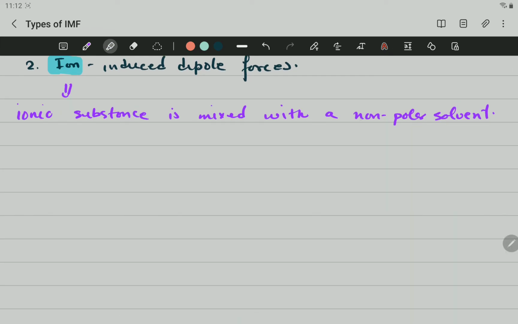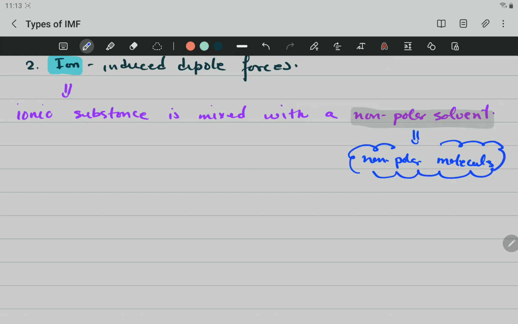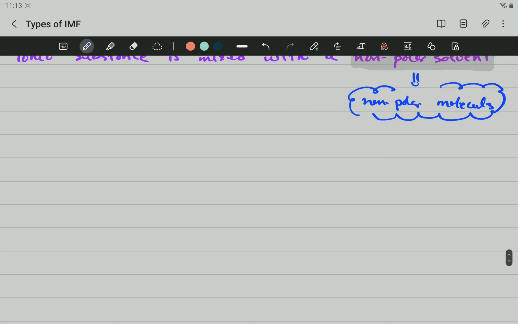Now we must go to nonpolar solvent. Now nonpolar solvents are going to be the nonpolar molecules. Remember, we have a video on polar and nonpolar molecules. You can go and watch the video. Okay, now let's see one example so you understand how this is happening.